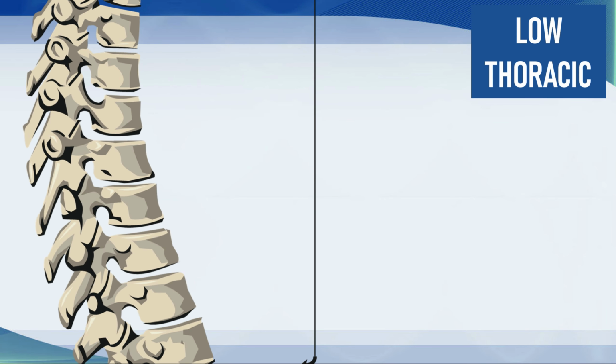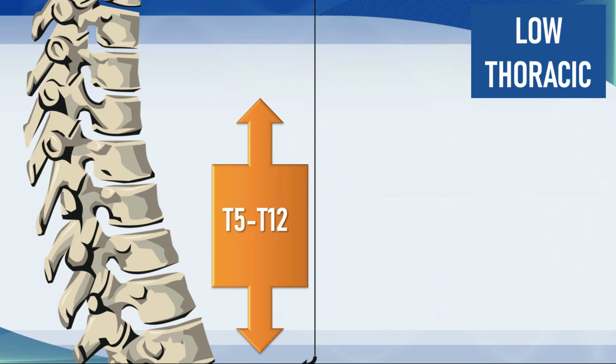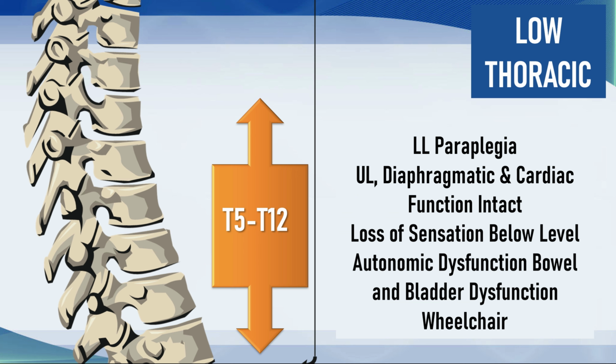Low thoracic spinal injuries are less devastating. This is between T5 and T12. There will be lower limb paraplegia, but the upper limb, the diaphragm, and the cardiac function will be left intact. There is loss of sensation below the level, autonomic dysfunction involving the bowel and the bladder, and the patient will require a wheelchair.